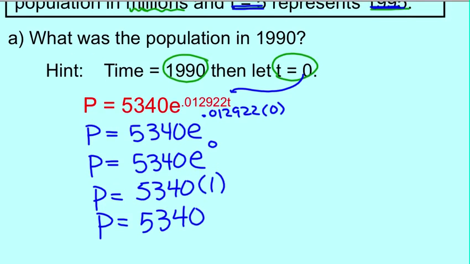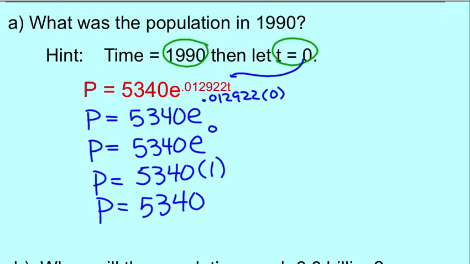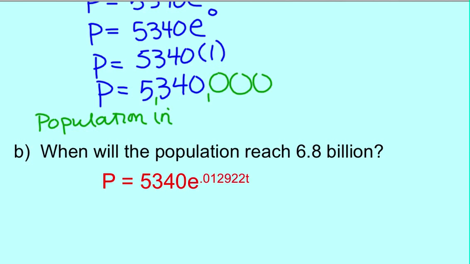But be very careful. Let's go back up to the question here. If you noticed here in the green, it says the formula is in millions. So we have to manipulate this number a little bit. We have to convert this to millions. So we're going to add 3 decimal places on. Now it is correct. So the population in 1990 is 5,340,000 people.